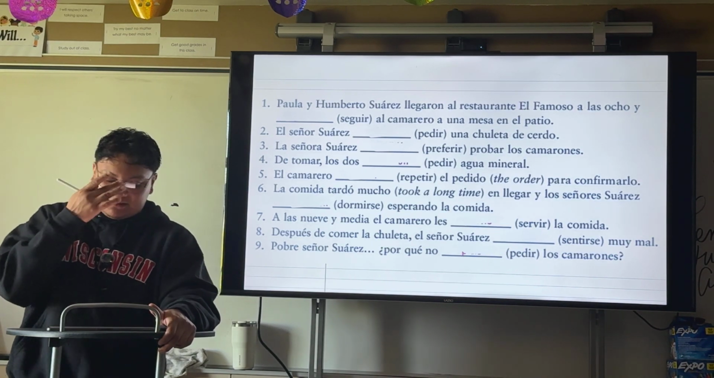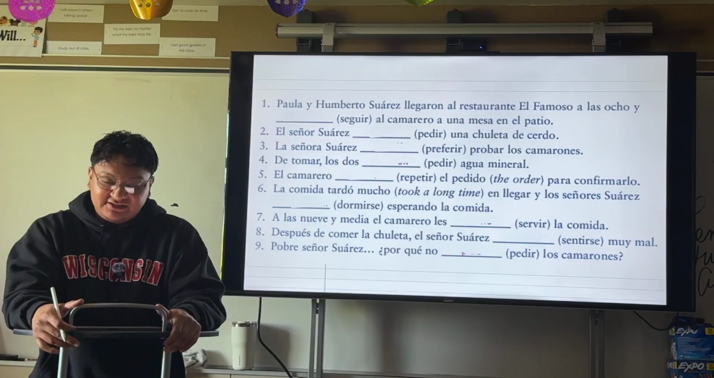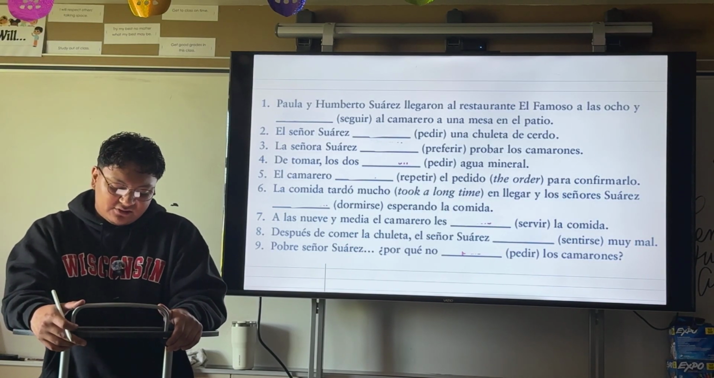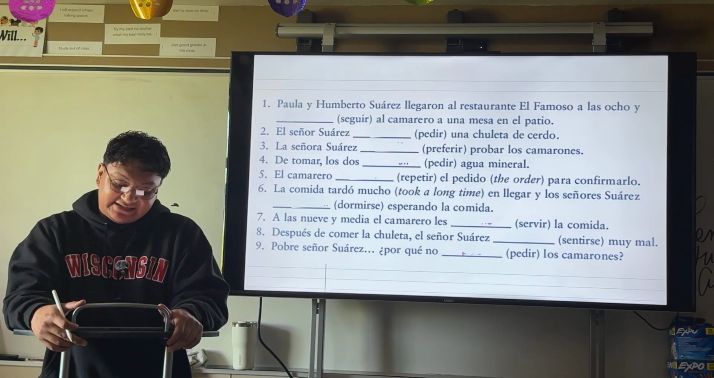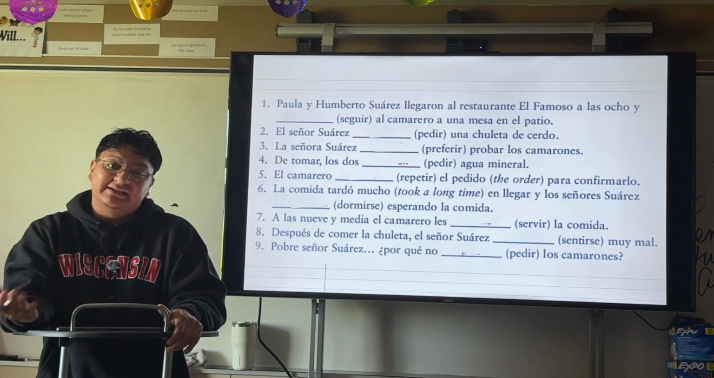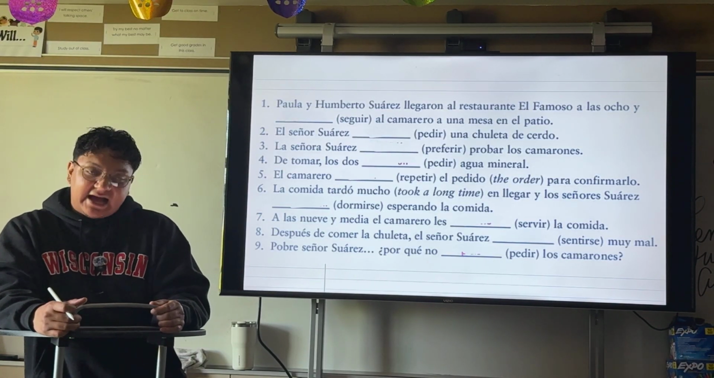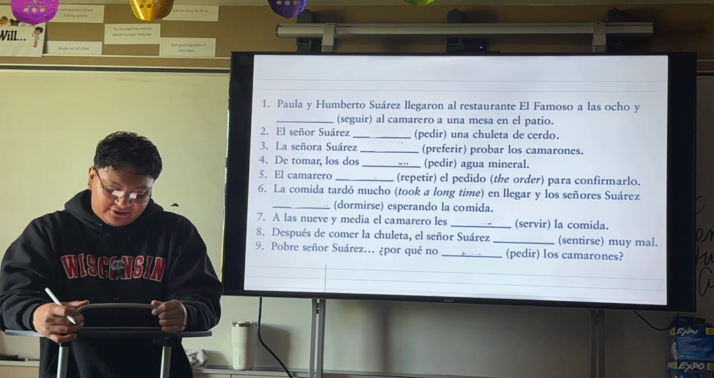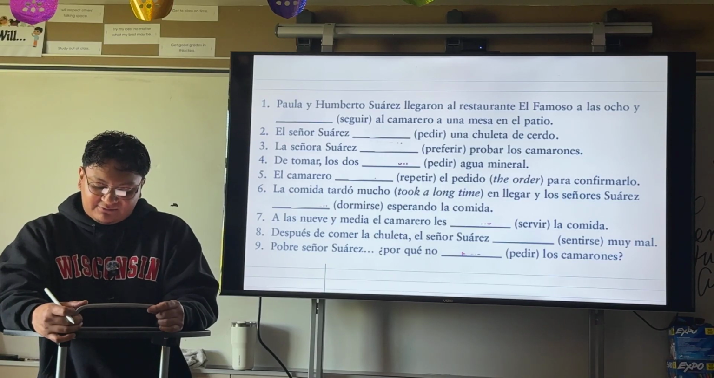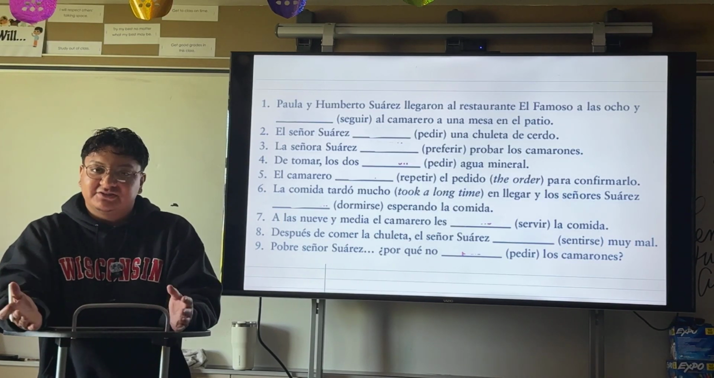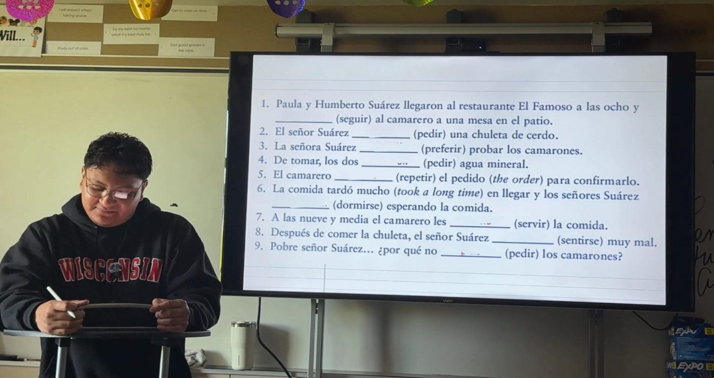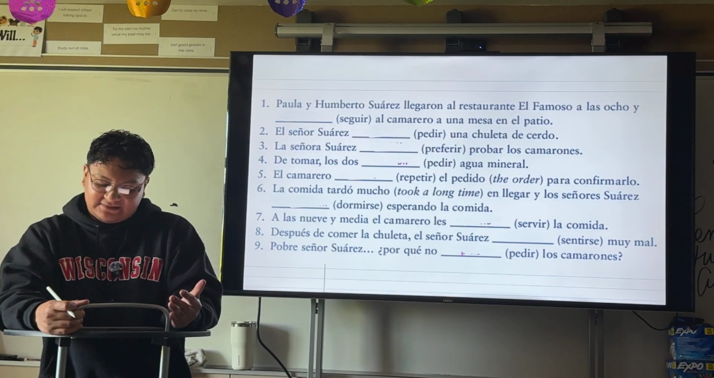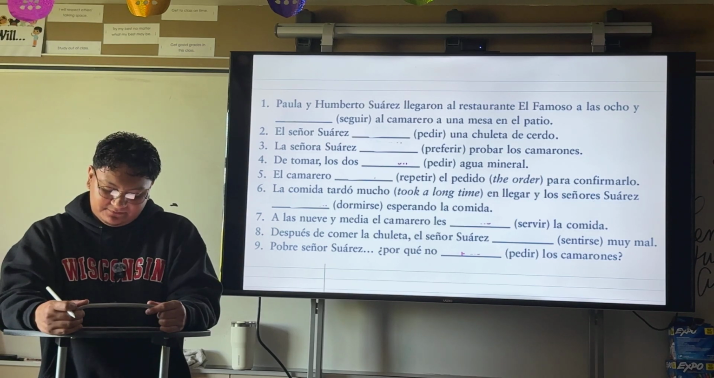So here we go. Paula y Humberto Suárez llegaron al restaurante El Famoso a las 8 y seguir al camarero or mesero, which is one of our vocab words, a una mesa en el patio. So Paula and Humberto Suarez got to the restaurant El Famoso, which is the name of the restaurant, at 8 and followed the waiter to a table out in the patio.